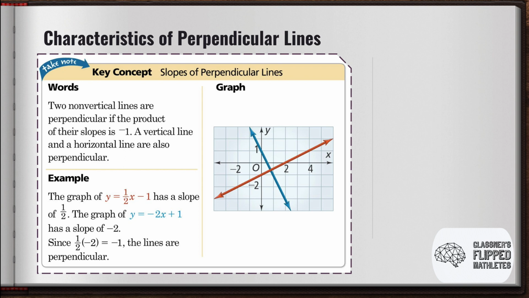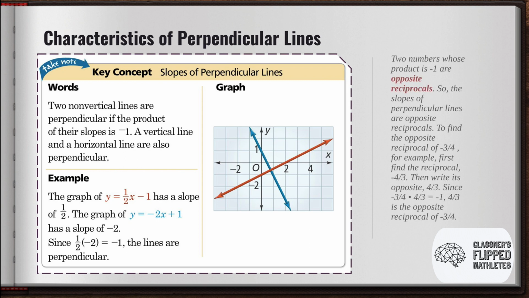Let's lean into this idea of opposite reciprocals. You might have heard the word reciprocal before. In keep, change, flip, it's the flip part of dividing fractions. So the official definition of opposite reciprocals: two numbers have a product of -1. And remember, product is multiplication. So if you multiply two numbers and you get -1, those original two numbers are opposite reciprocals.